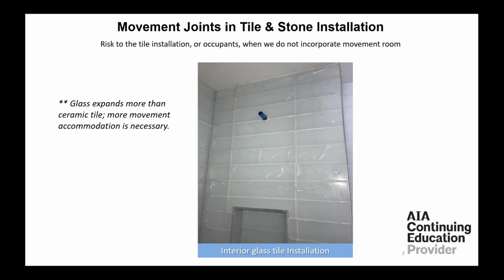And by far the most critical one, and I don't believe we have it in this picture here, is the perimeter. Between those two walls, that creates a lot of stress. So movement joints around the perimeter were needed.